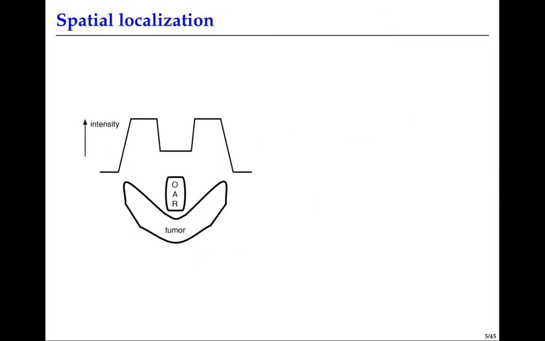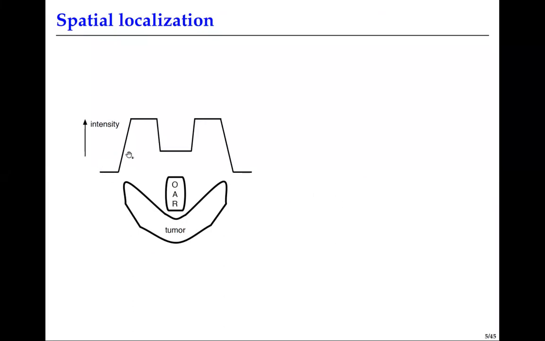So let's get into a little bit more detail about this spatial localization. This picture shows the main idea in spatial localization. You can see that the schematic shows a tumor that is this boomerang-shaped region over here. And OAR is just another name for normal tissue. OAR stands for organ at risk.